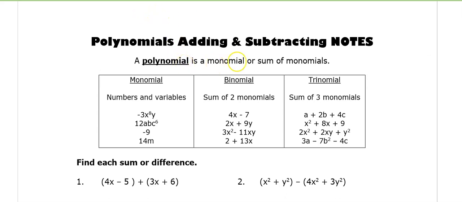A polynomial is a monomial or sum of monomials. A monomial means it's one term. When you have all these numbers and letters next to each other, they're multiplying, and that puts them together as one term. A binomial would be two terms. Sum means we combine, not always just adding, it could be subtracting. And a trinomial means three terms together.